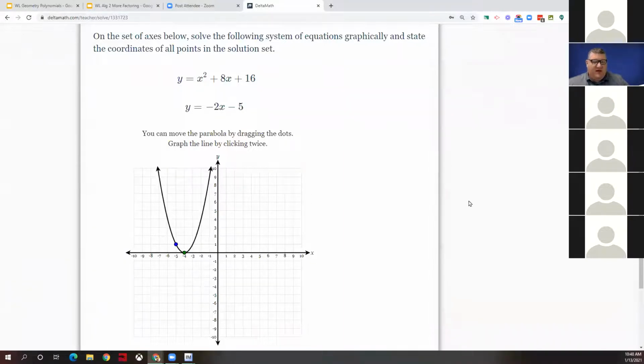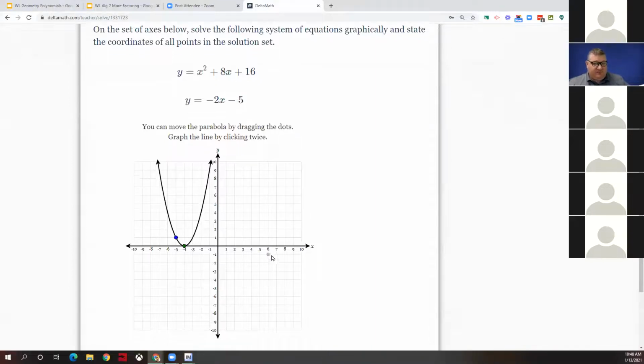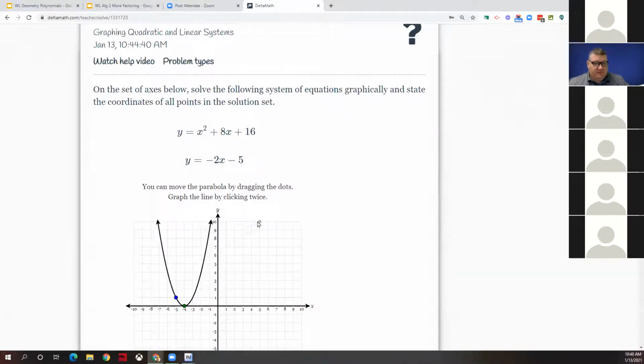There's my parabola. How do I graph a line, ladies and gentlemen? You just plug in for X.